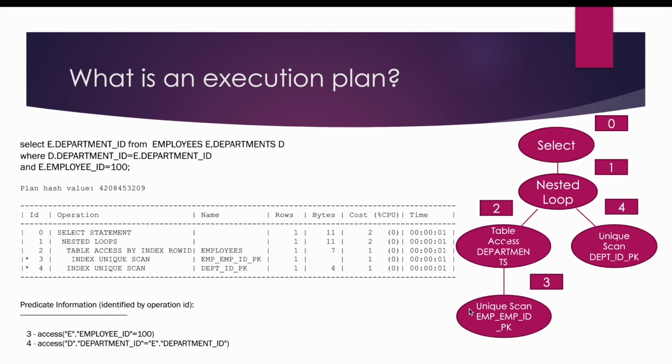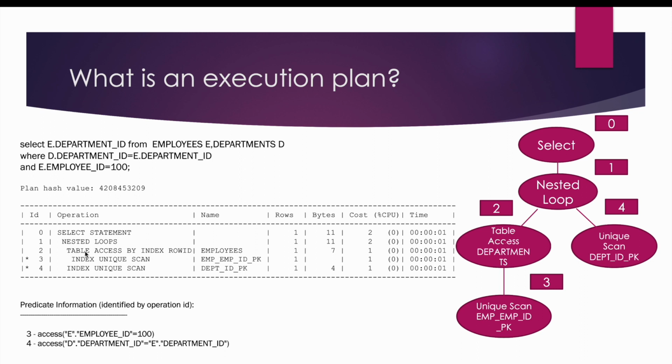that will be executed. So operation number 3 will execute first, which is nothing but the index unique scan on the employee_id_pk index. Operation number 3 is the access on e.employee_id equal to 100, so Oracle has first executed e.employee_id equal to 100. Once operation number 3 is executed, and since 3 is the child of operation number 2, 2 will execute. Operation number 2 is nothing but the table access on the employees table.